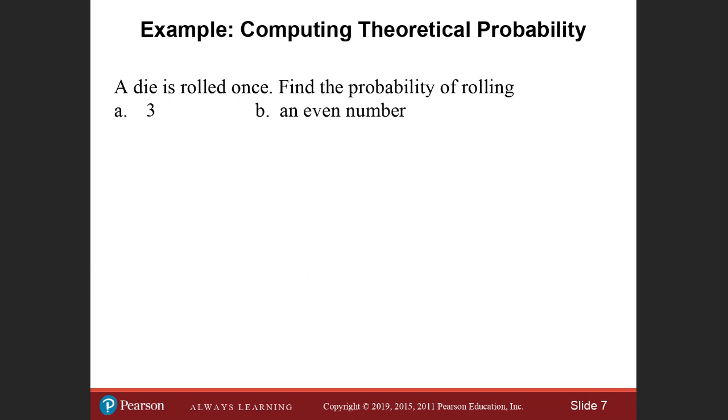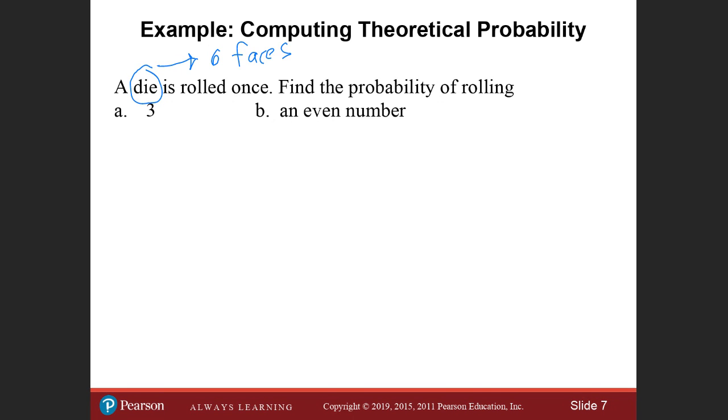And let's analyze an example here. Okay, a die is rolled once. Find the probability of rolling 3. Remember, a die has 6 faces. Okay, so why is it we have 6? Because that's a cube.